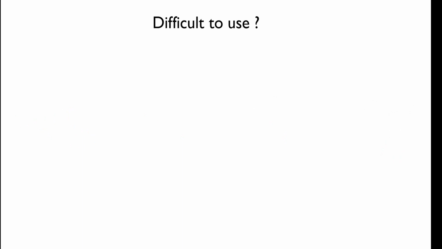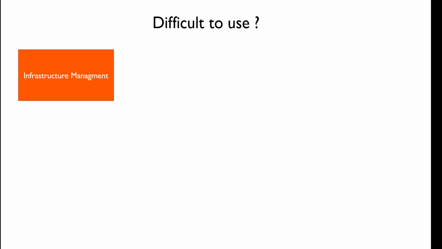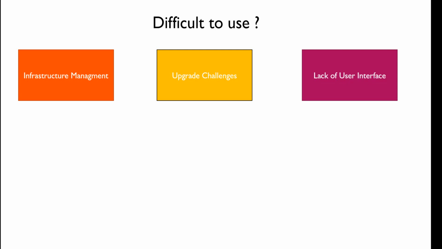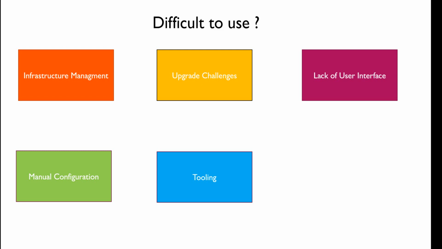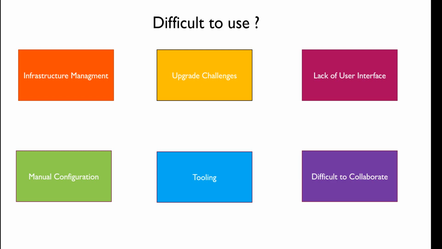Let's see together what is difficult about using Apache Spark. Infrastructure management: to manage the disks, to manage the machines, it's so difficult to manage this with Apache Spark. Upgrade challenge: if you have to upgrade the version of Apache Spark in production, we have to deal with that. The lack of a user interface: you don't have a great interface to use Apache Spark. Manual configuration: the configuration is done manually. Tooling: we have to manage security, dependencies, deployment of the application, and also the difficulty of collaborating with teams.